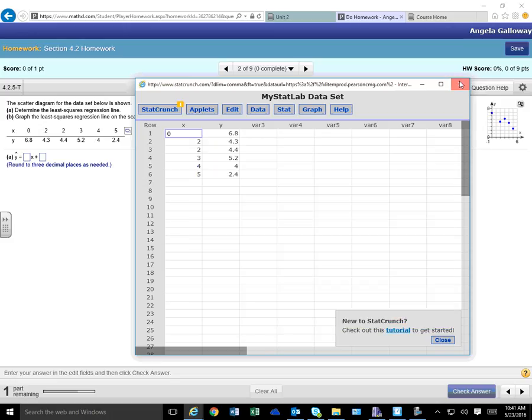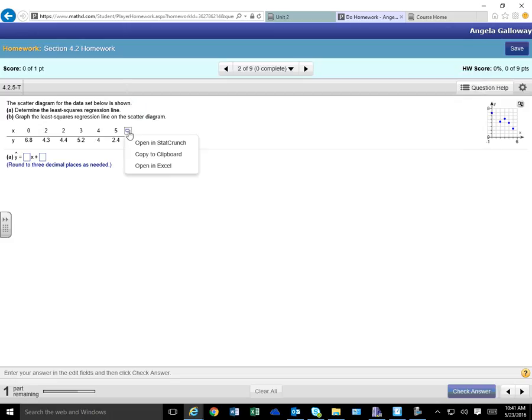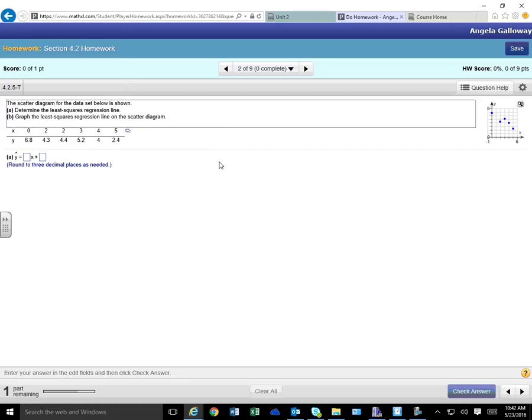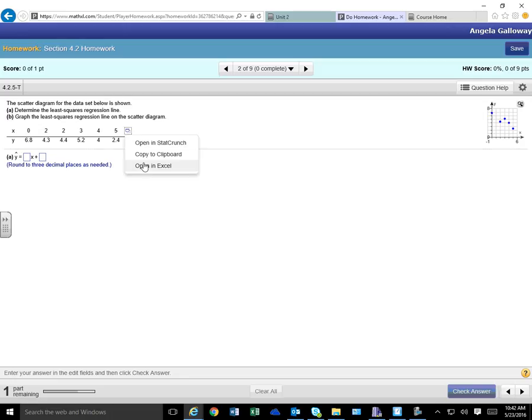So the nice part about using the StatCrunch is that you can go right here, click open in StatCrunch, and you don't have to type in anything. So you don't have to worry about the possibility of did I type everything incorrectly and all that. Now you notice there's also an option for opening in Excel. I like Excel for doing some statistical work.